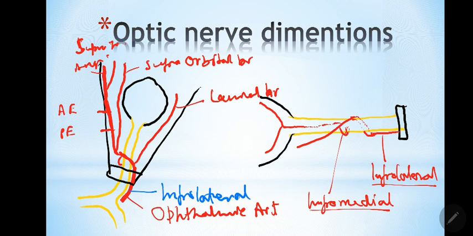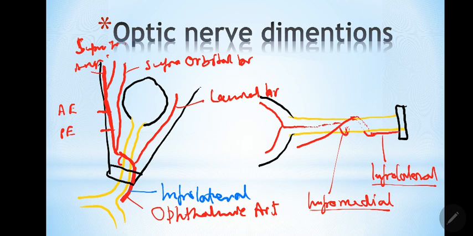Those whom I have taught must be remembering that I told you the largest nerve of the human body is the sciatic nerve. When the sciatic nerve emerges from the greater sciatic foramen and reaches the gluteal region, its thickness is around 2 centimeters. Imagine how thick it is. The artery to the sciatic nerve is a branch of the inferior gluteal artery.